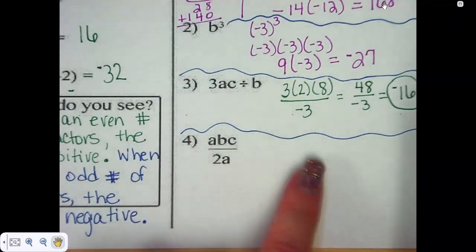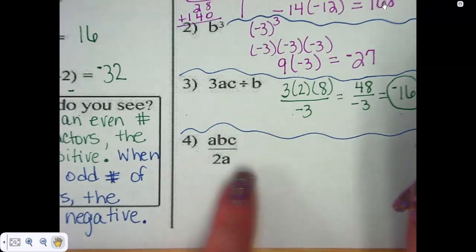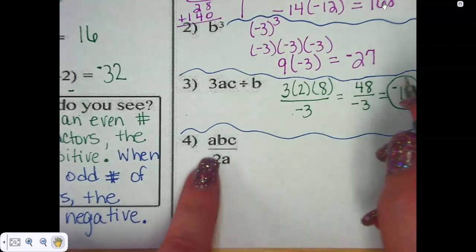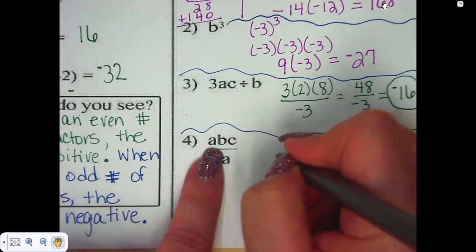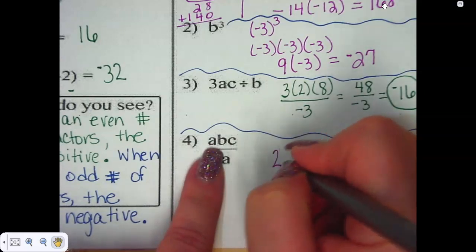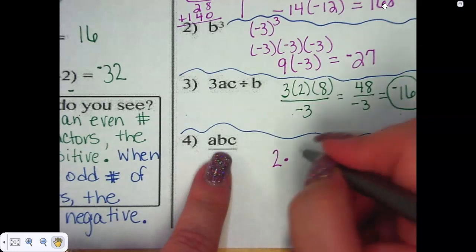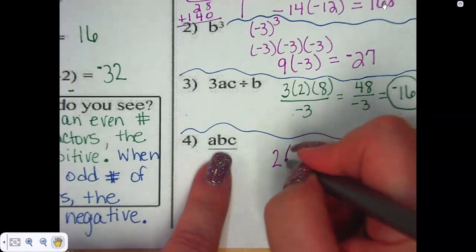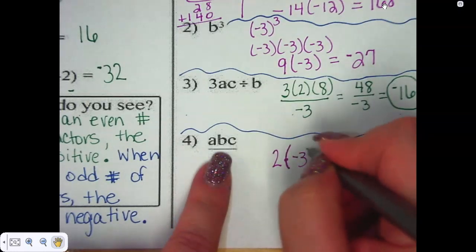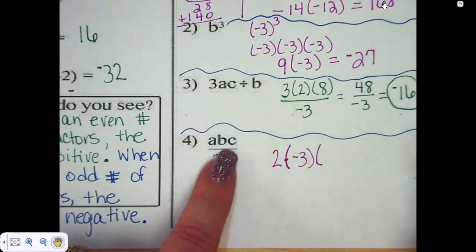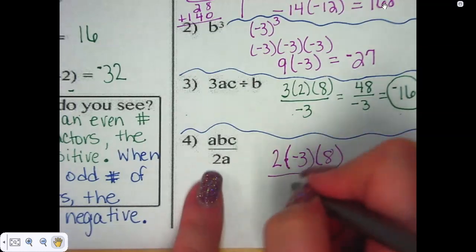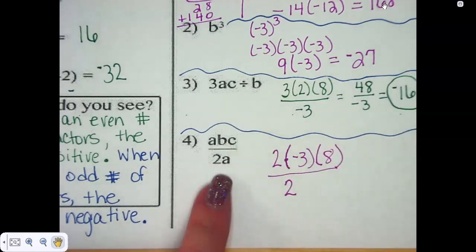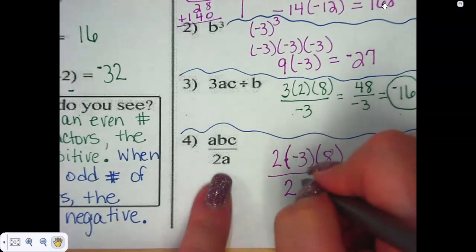A times B times C divided by 2 times A. So, A is what number? A is 2 times, what's B? I'm not going to use that dot. I'm going to change it like that. Negative 3 times, and what's C? 8 divided by 2 times, and what's A again? 2.